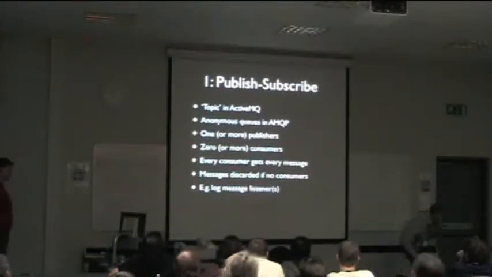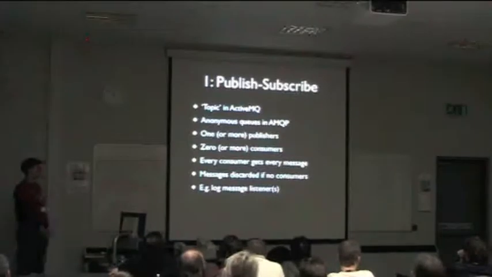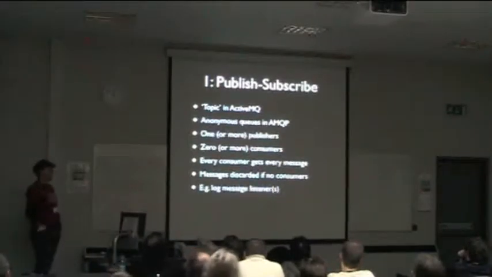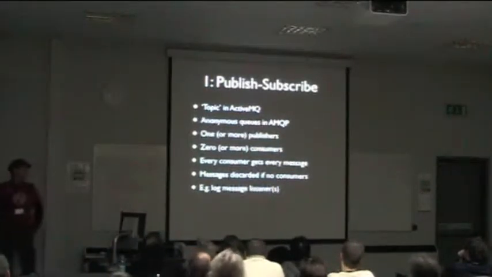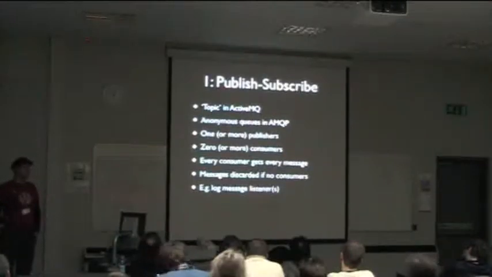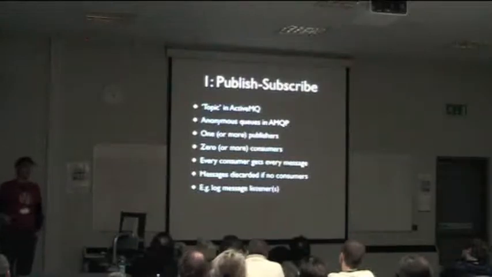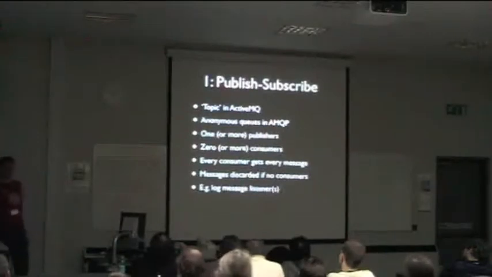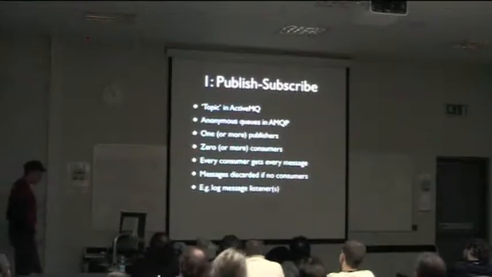First, publish-subscribe. This is what ActiveMQ calls a topic, and what AMQP calls an anonymous queue. You have people publishing messages, some people reading messages, and every consumer gets every message. So this is basically broadcast. If nobody's listening, it's like me talking to you: I'm talking and you're all listening, but if there's nobody here, I'd be talking and no one would be listening. This is publish-subscribe.